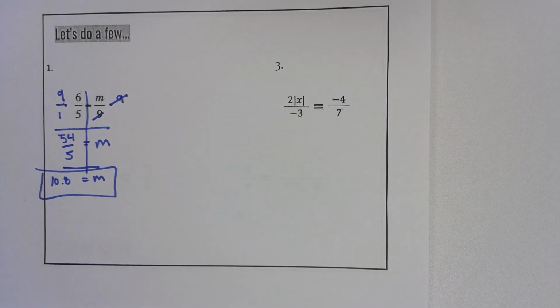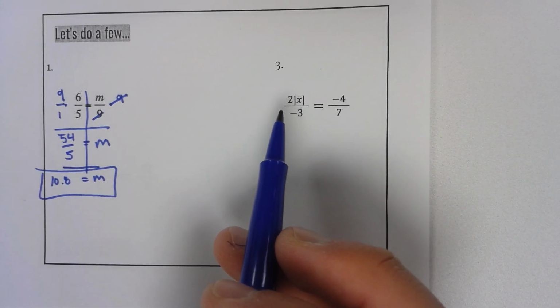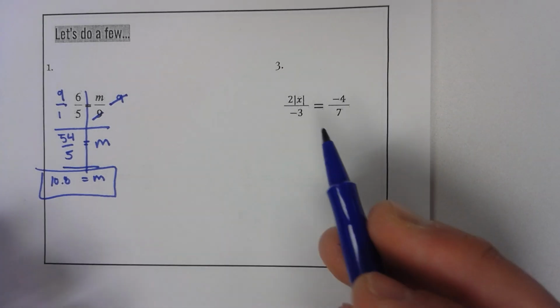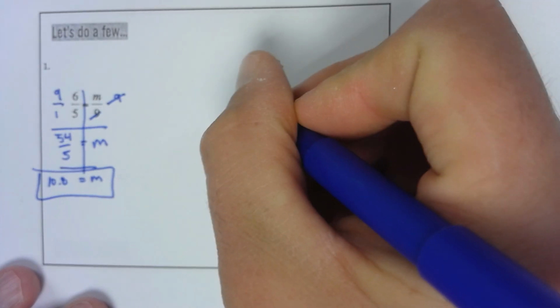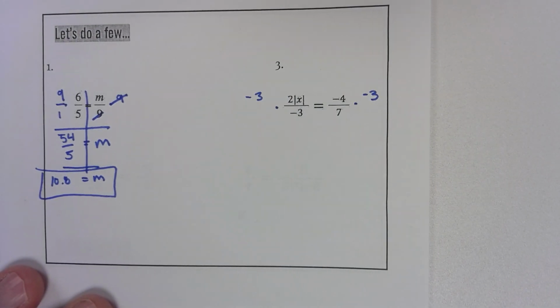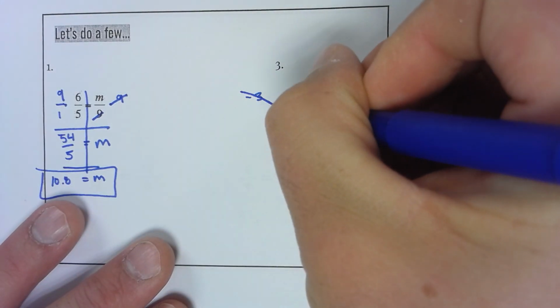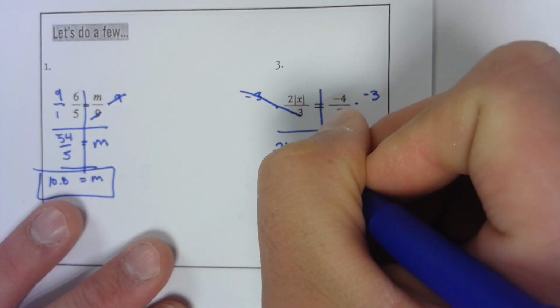Well, let's look at number 3. Again, I'm noticing that my variable is in the top left. I can undo that fairly easily. Okay, work to get it by itself by first undoing the dividing by -3. I'm going to multiply both sides by -3. And again, it's important that we understand why we're doing this. We're doing it to get rid of the division. So that makes this left side just 2 absolute value of x.